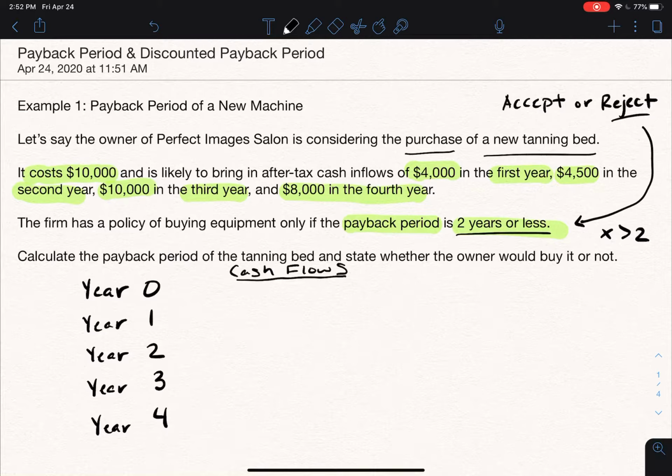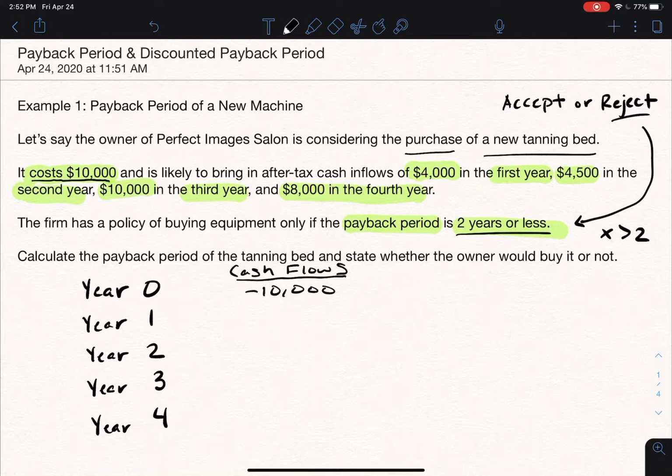All right. So in year 0, which is now, what cash flow would I have? Well, I have to make an initial investment, right? And that initial investment is the $10,000 I have to spend on the tanning bed. So at year 0, I'm going to spend $10,000, which is negative, okay?